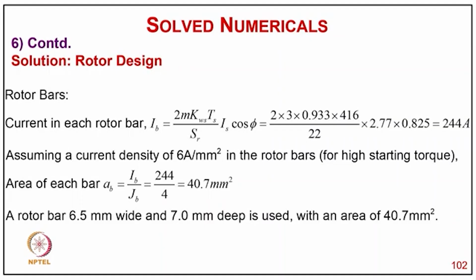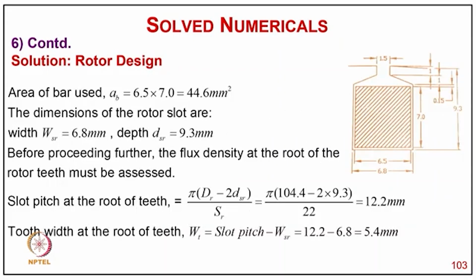A rotor bar of 6.5 millimeter width and 7 millimeter depth is used with the area of 40.7 millimeter square. Now looking at the figure for dimensions, the area of the bar is AB equals 6.5 × 7, that is 44.6 millimeter square. So dimensions of the rotor slot are width of the slot WSR equal to 6.8 millimeter and depth DSR equal to 9.3 millimeter. Before finalizing, the flux density at the root of rotor teeth must be assessed. So slot pitch at the root is pi into D minus 2 DSR by SR. So this comes 12.2 millimeter, and tooth width comes slot pitch minus WSR, that comes 5.4 millimeter.